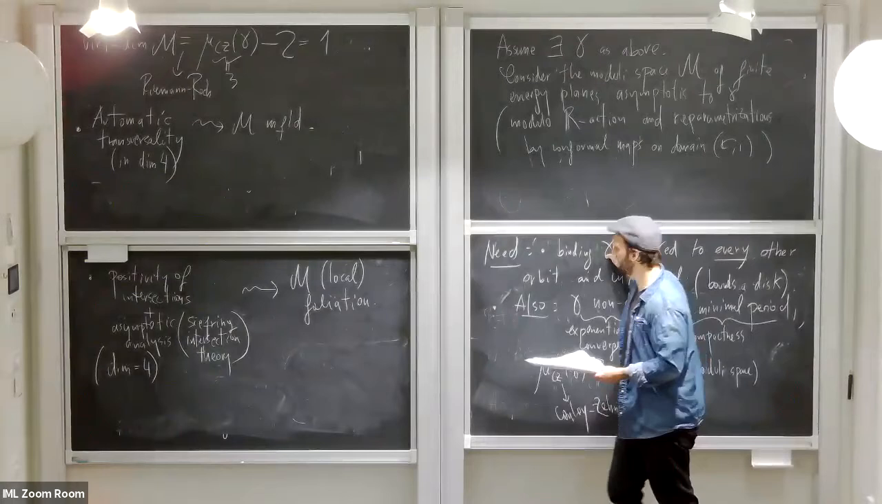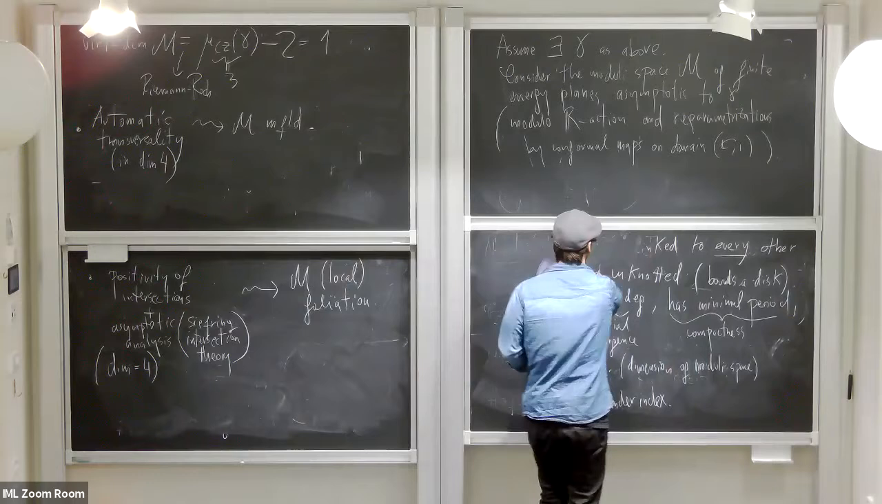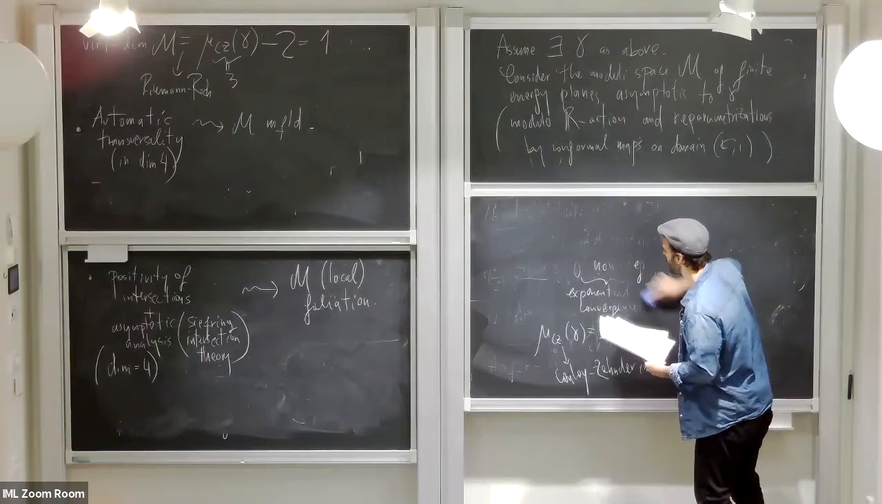Okay, so what's happening here is that if I want my moduli space to foliate my manifold sigma, I need an a priori way of compactifying M. And there is a way to do that.